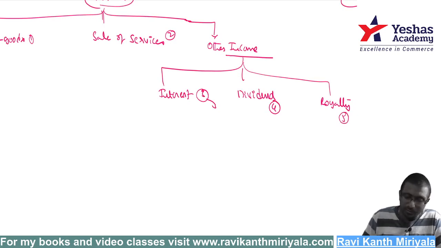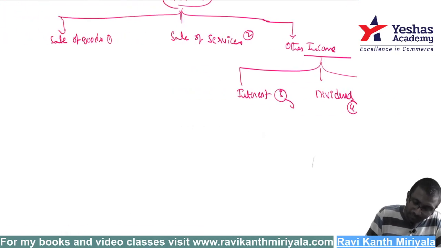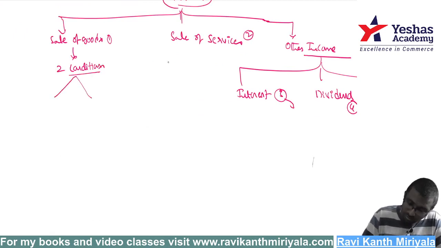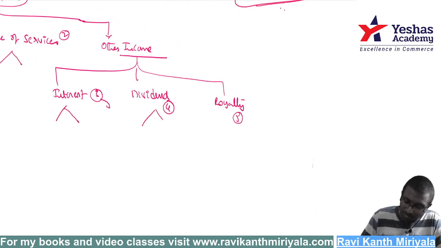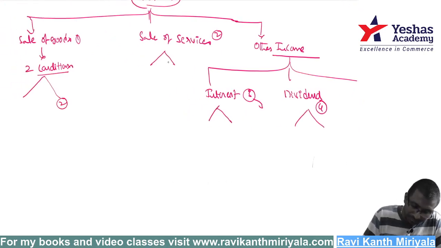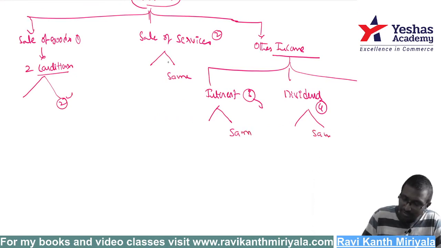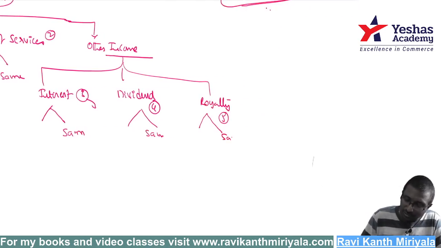Out of all these 5, for revenue recognition there are 2 conditions. To recognize sale of goods also, you have to satisfy both conditions: condition number 1 and condition number 2. The good thing is the second condition is the same for all 5. That means if you discuss the second condition one time, that is more than sufficient.